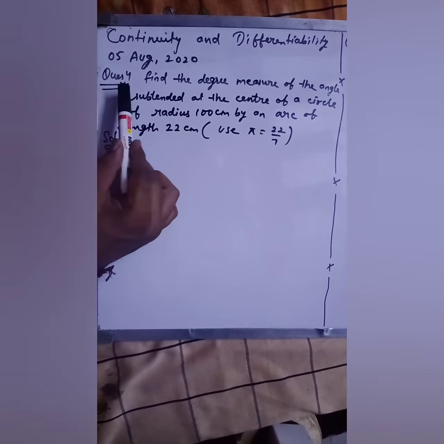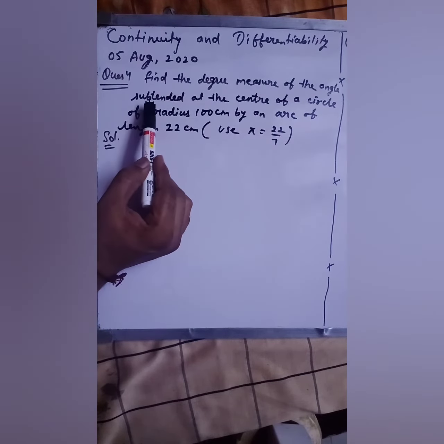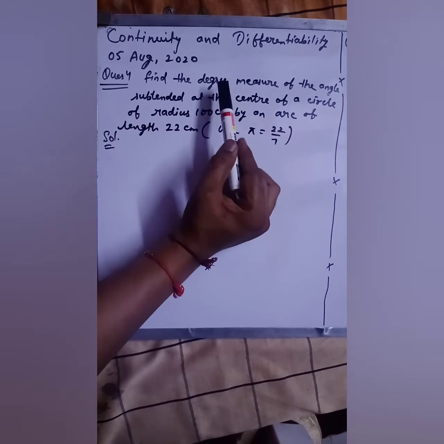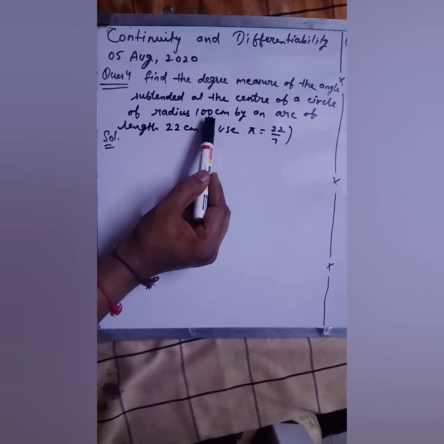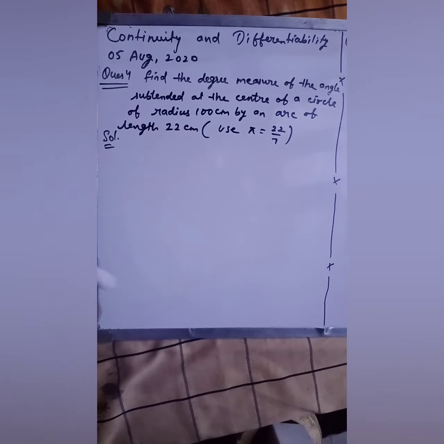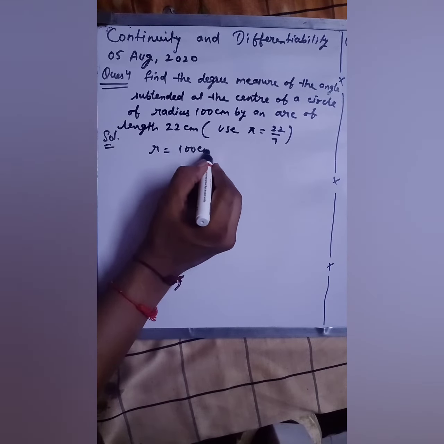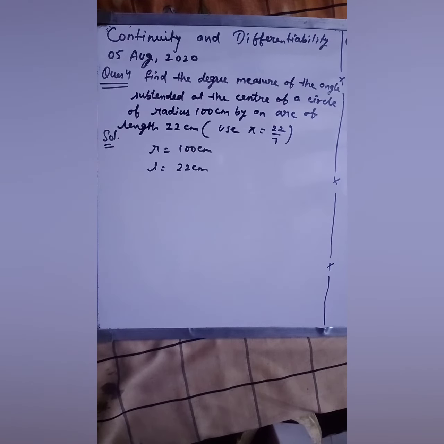Now here is question number 4. The question is: find the degree measure of the angle subtended at the center of a circle. Fine, we have to find out the angle in degree form. Radius is given to us and the length of the arc is given. So here radius r is given, which is 100 centimeters, and L is given, which is 22 centimeters.